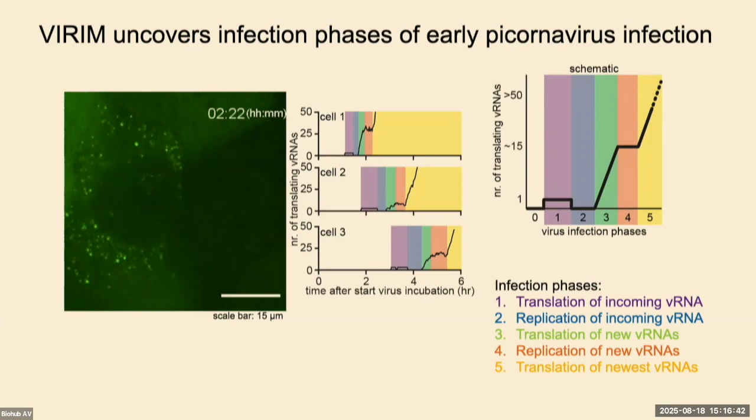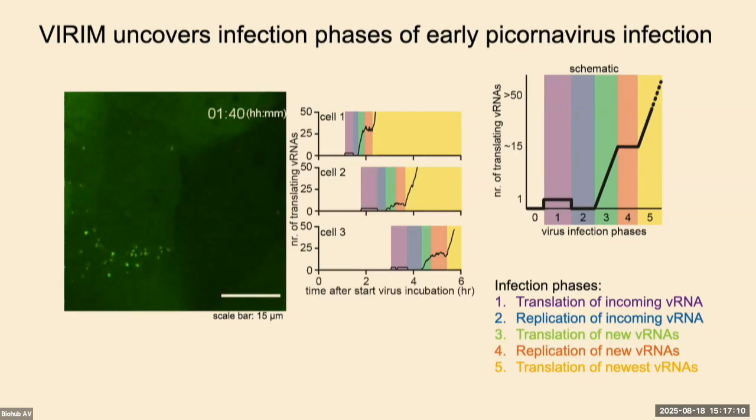Phase 1, there's only a single RNA molecule. This is the incoming RNA from the viral particle that infected the cell, and the incoming genome is getting translated. Then translation turns off and the virus is replicating. Well, our assay requires the active translation of the virus, and translation and replication are mutually exclusive, so we don't see replication itself, but we see the product of replication. During phase 3, we see the release and translation of those newly synthesized RNA molecules.